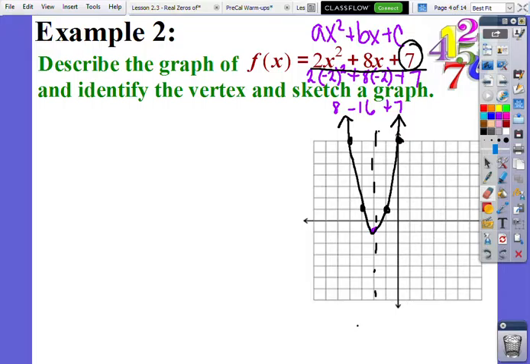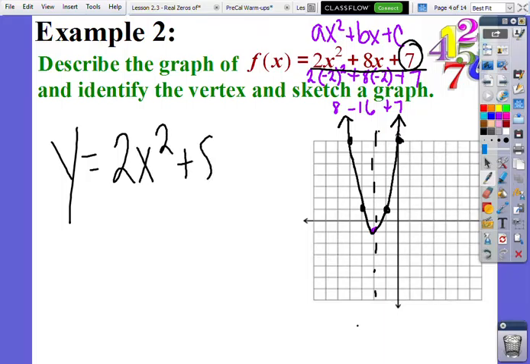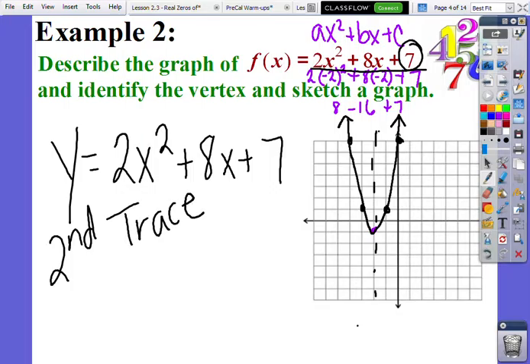We'll talk more about the quadratic formula later, but if I were going to go into my calculator, I would just type y equals, and then I'd type in 2x squared plus 8x plus 7. And then I would press second trace. And I'm doing this because I can't get a calculator pop up. I can do another video later with that on there. But if I press second trace, I can look at number 2, I believe it is, that says 0.